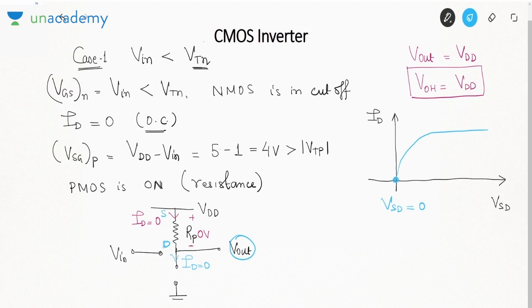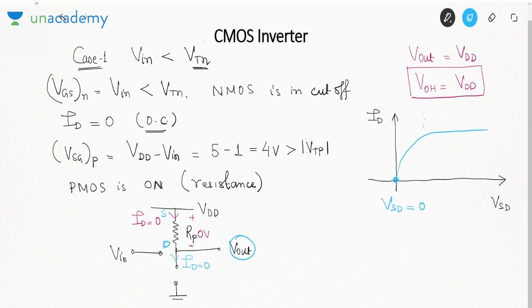You can either go by the output characteristic, or you can replace the MOSFET by a resistance and say that since the current is 0, the voltage drop across the resistance is also 0. Otherwise, if the current is 0, there is only one possibility, that the source to drain voltage is 0. That is why the voltage at source becomes equal to the voltage at drain, and V out is VDD. You can go by either method.